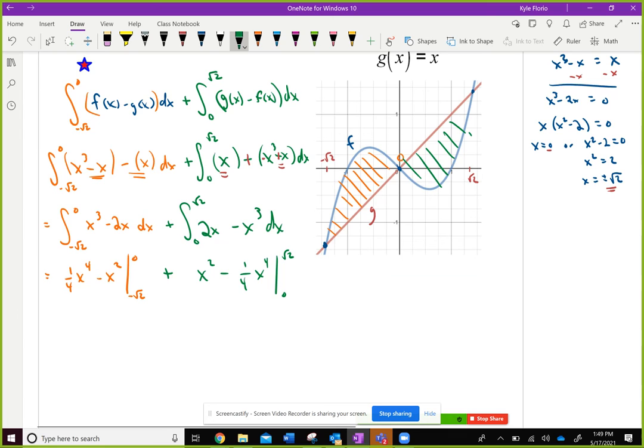I'm not sure, but it should always be positive. So what about it? Oh, so you keep on track. It should always be positive. Did you plug in the 0 first and then negative root 2 second? It doesn't always be negative 4.